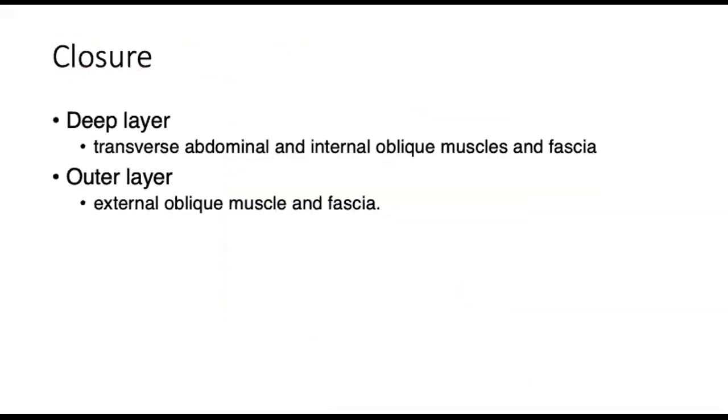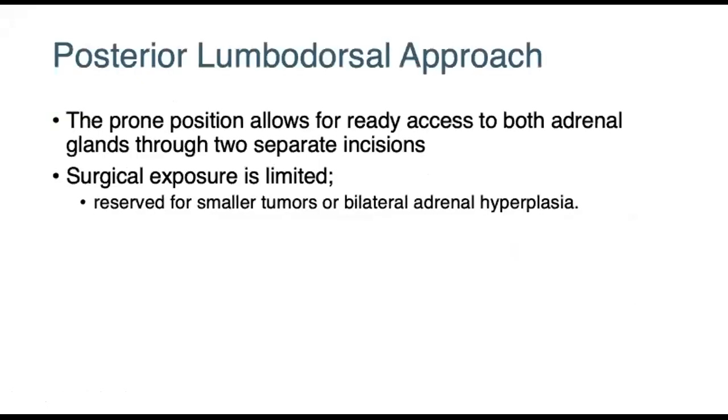For the closure, after ensuring good hemostasis of the adrenal bed, the surgeon closes the incision in two layers with a running looped polydioxanone suture. The deeper layer consists of the transversus abdominis and internal oblique muscles, and the outer layer consists of the external oblique muscle and the fascia. Skin closure may be done with staples or absorbable suture. So take note of this because most closures will boil down to a two-layer closure with a deep layer and outer layer. So we're done with the flank.